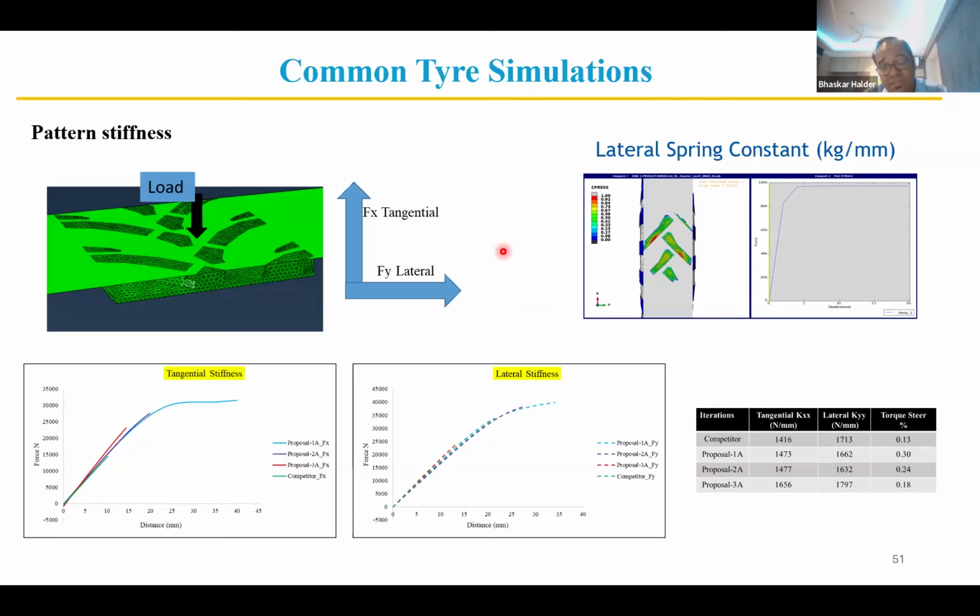That parameter comes from the tangential stiffness. Lateral stiffness is a component of a tire such that, while you are on a straight line, there is always a chance of lateral shift of the car. To keep the car in a straight line, we keep correcting our steering. This type of problem I can predict from the lateral stiffness of the tire. The effect of pattern design on lateral stiffness can easily be obtained from the simulations.